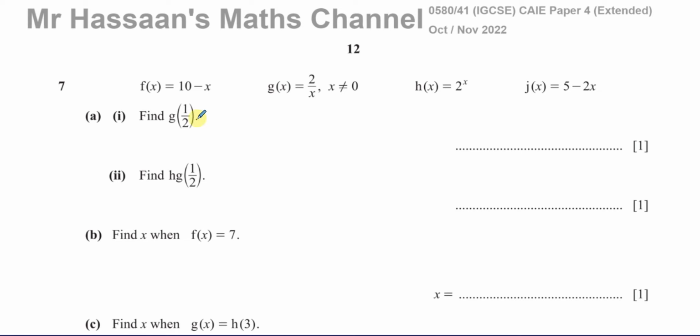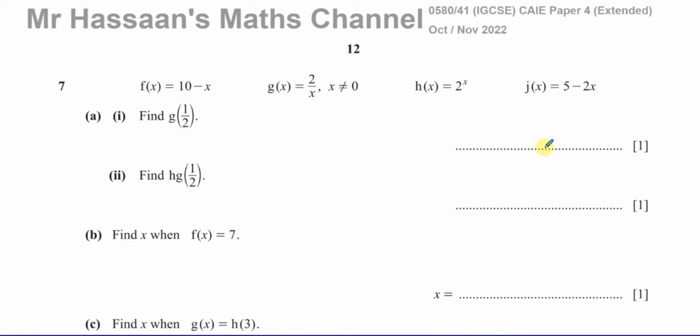So here we have these four functions that are defined for us. You have f of x equals 10 minus x, g of x equals 2 over x, where x can't be 0, otherwise it will be undefined. h of x is 2 to the power of x, and j of x is 5 minus 2x. So you have these four functions, f, g, h, and j, which have been defined as given.